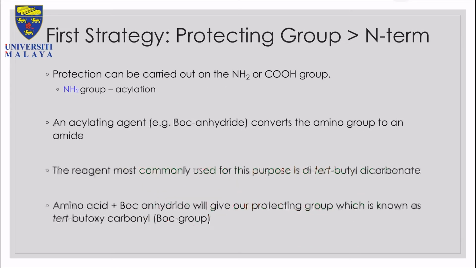An acylating agent, for example the Boc anhydride, the figures that I've shown you just now, converts the amino group to an amide, as I just mentioned. The reaction most commonly used for this purpose is the same thing. Amino acid and Boc anhydride will give you our protecting group, which is known as the Boc group. In peptide chemistry, we call it Boc.